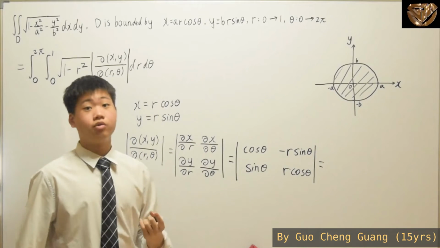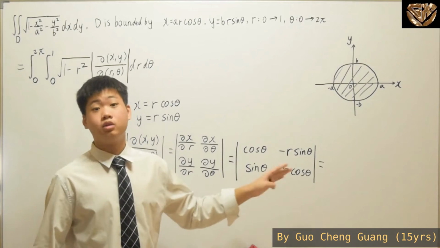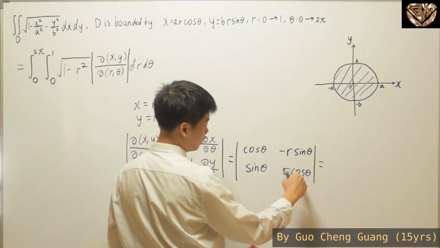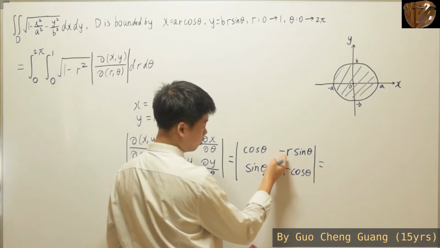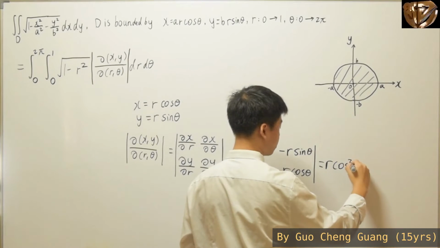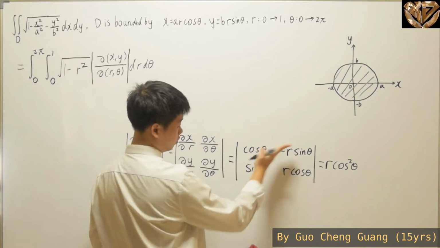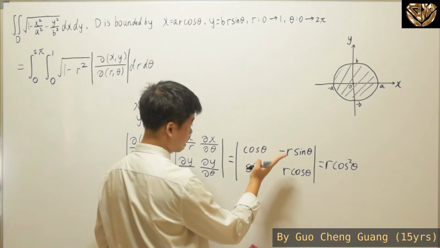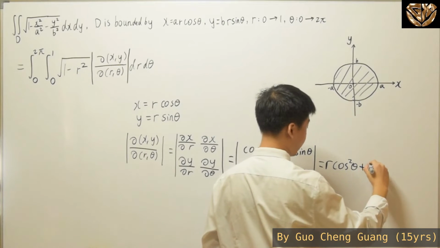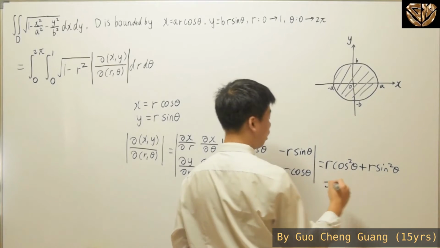So how do we solve a determinant? Now, to solve this 2 by 2 determinant, you multiply these two, deducted by multiplying these two. So r cosine square theta will be your first, and then you have to minus this product. Since you have a negative and another negative, that means you have to add. So this is your r.